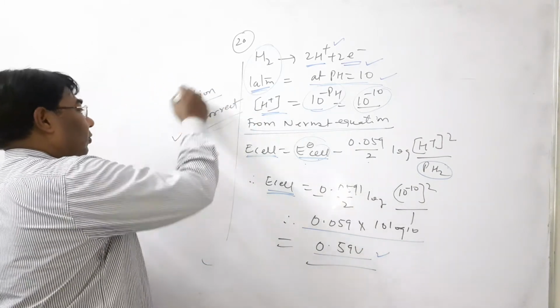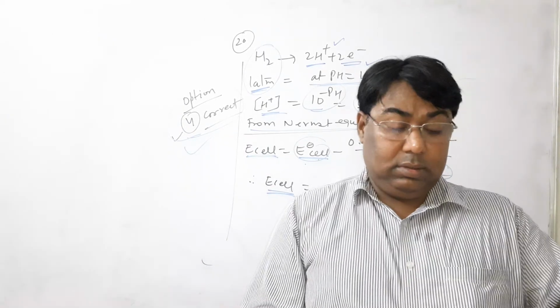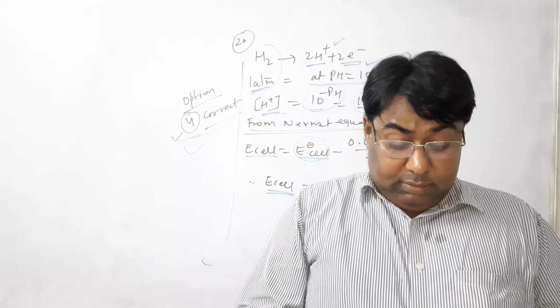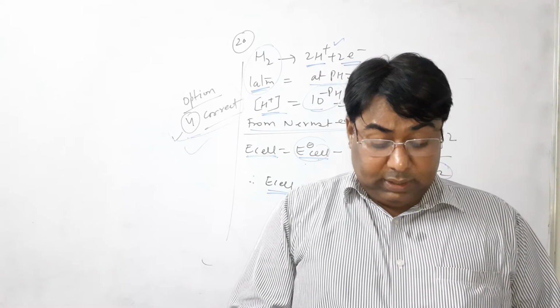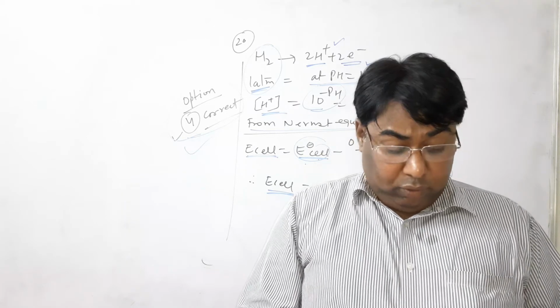So option number 4 is correct for question number 20. Question type 2: assertion and reason type question. In this, 4 choices are given.